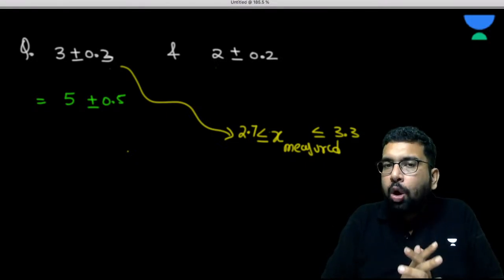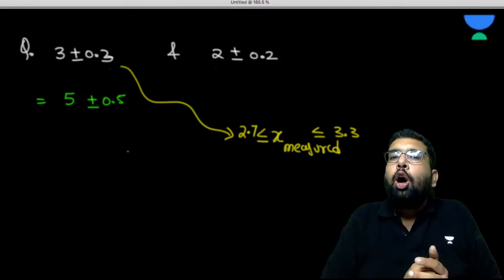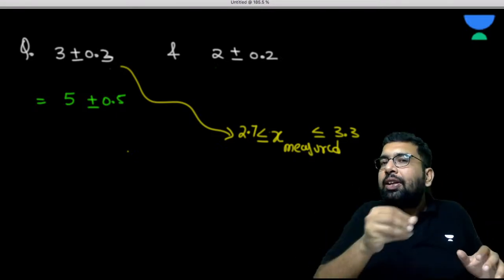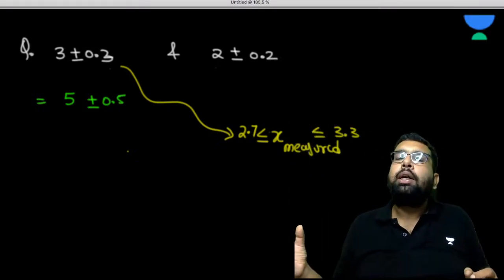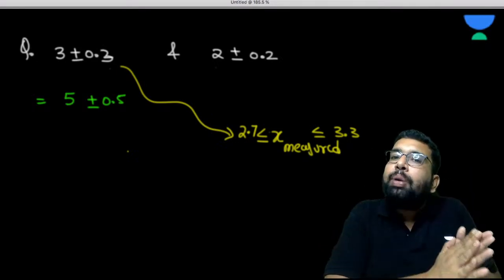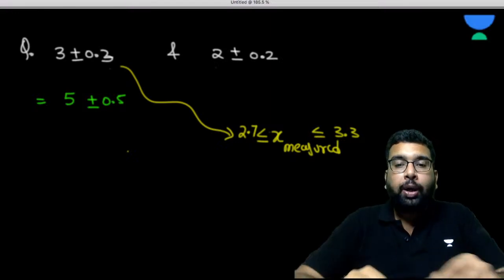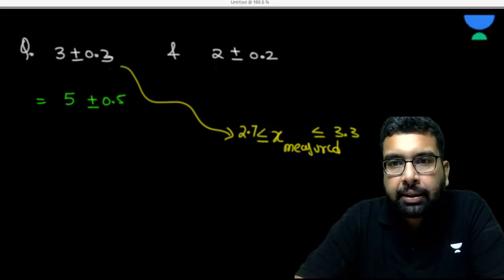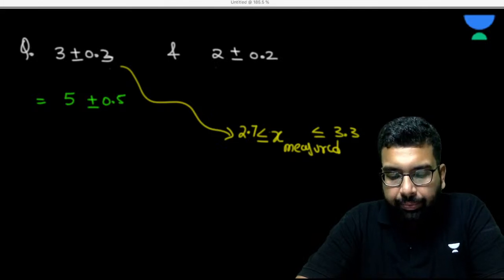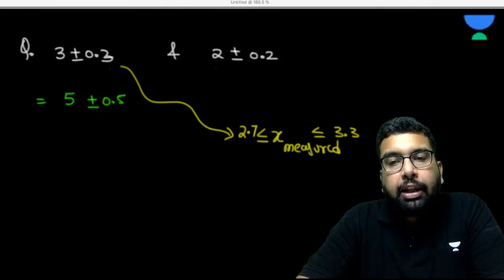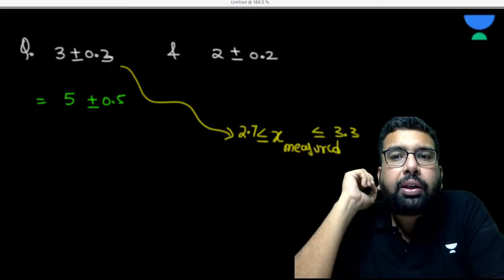So when we have a box full of these nuts and bolts, and you ask what is the length of these bolts, on the packet it will be written like 3 plus minus 0.3. That means you pick any bolt out of that box, its length would be anywhere between 2.7 to 3.3. Please understand.